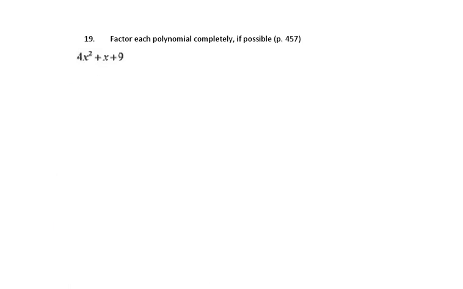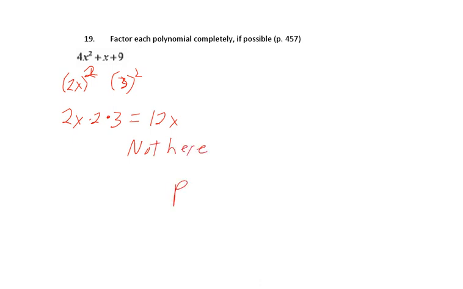19. You could attempt to do the square root stuff, because you get 2x squared and 3 squared, but 2x times 2 times 3 is equal to 12x, which is not in the middle. So this is going to be a prime answer.